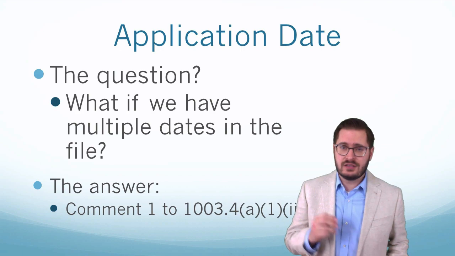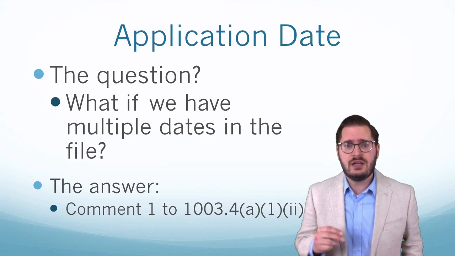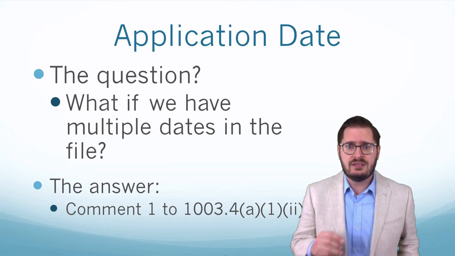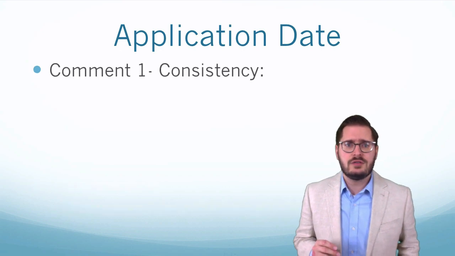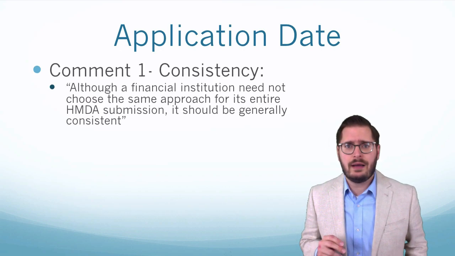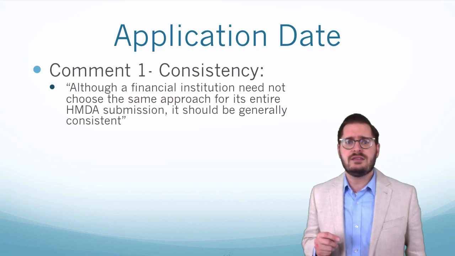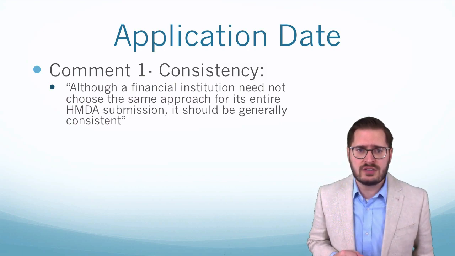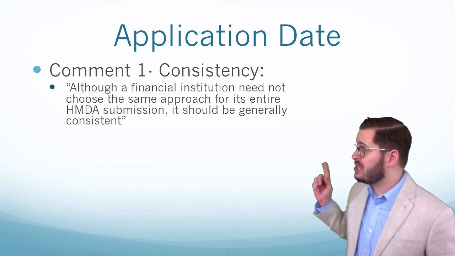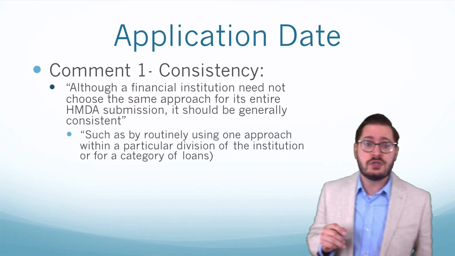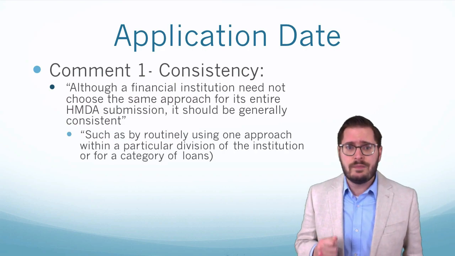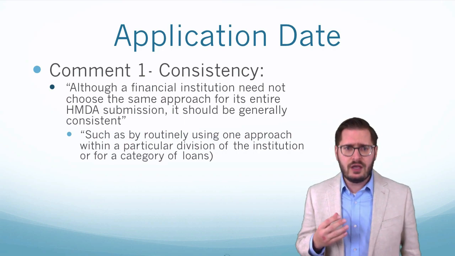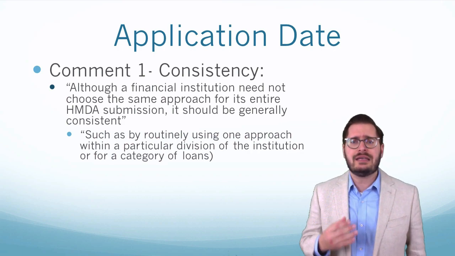Well, the answer to this question is found in Comment 1 of 1003.4, which is Regulation C that implements the Home Mortgage Disclosure Act, in Section A1(2). So under this commentary, it talks about being consistent. And the commentary says that although a financial institution need not choose the same approach for its entire HMDA submission, it should generally be consistent. Now, it goes on to say that being consistent would be by routinely using one approach within a particular division of the institution or a particular category of loans.